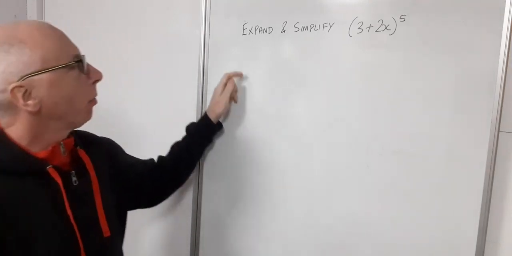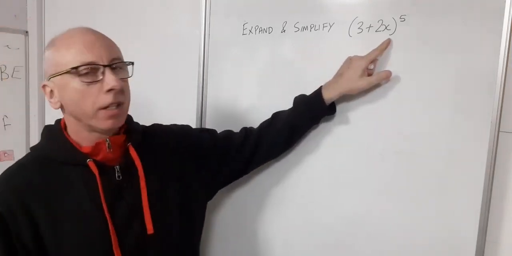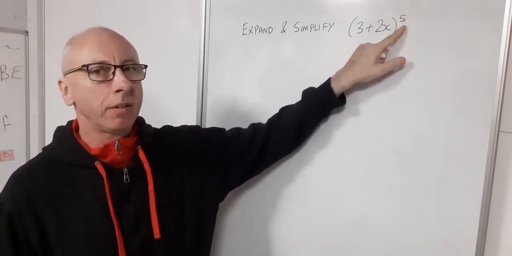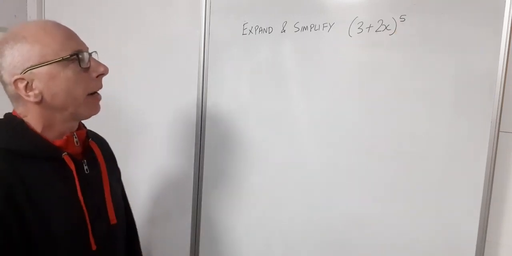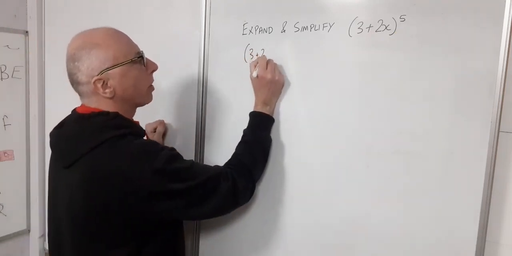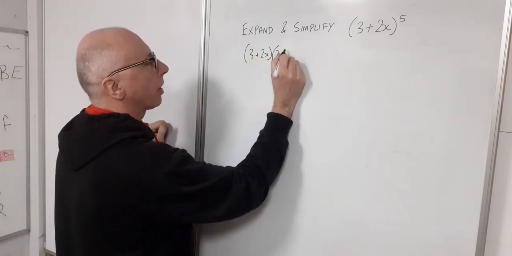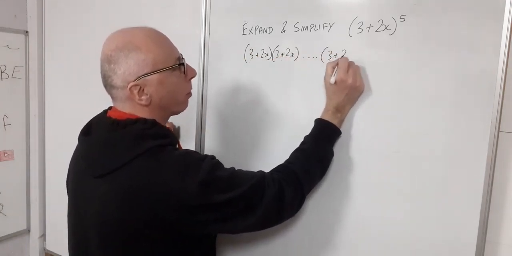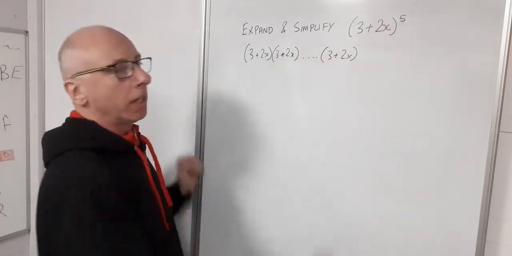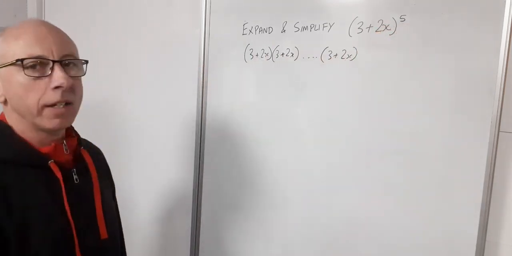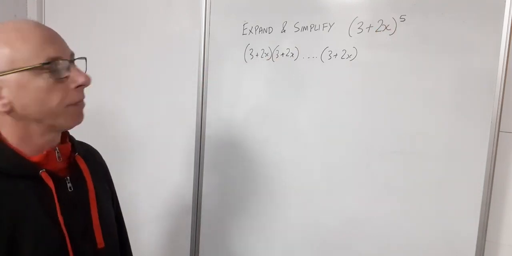So in this question here, we want to expand and simplify this binomial term here, 3 plus 2x to the power of 5. Now, what we don't want to do is to just simply FOIL this out 5 times. That's going to take us too long. So what if we've got this to the power of 15? We'll be going on and on, will take forever. So we need a technique called binomial expansion.